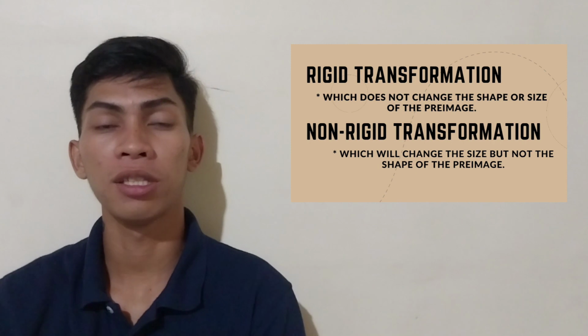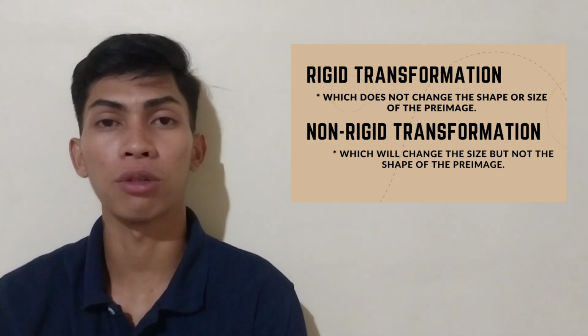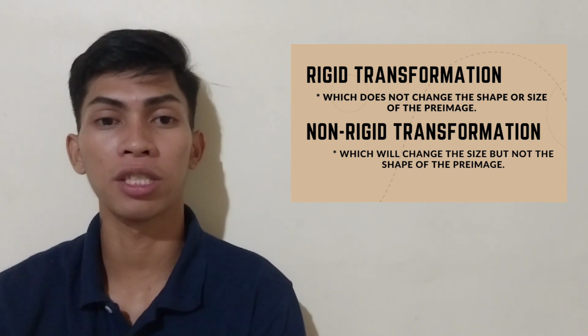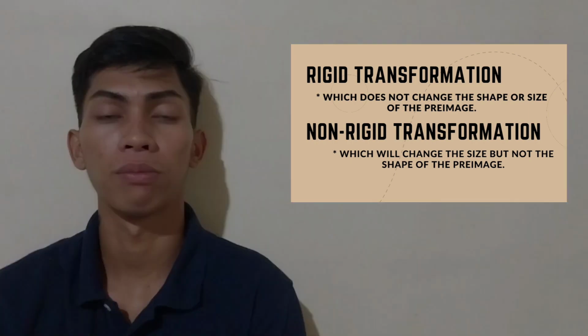So what is rigid transformation? Rigid transformation does not change the size or shape of the pre-image, while non-rigid transformation can change the size or shape of the pre-image in the resulting image.